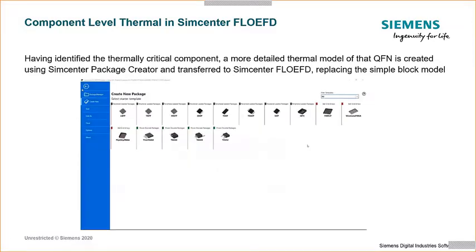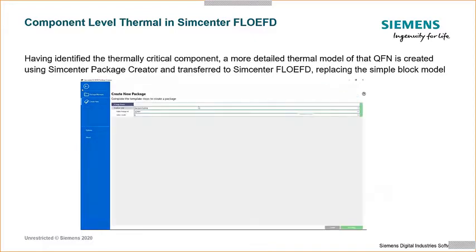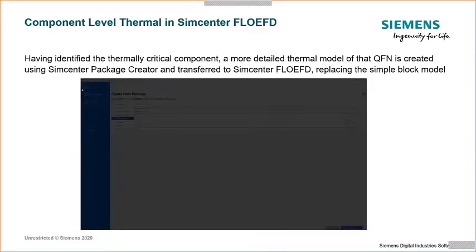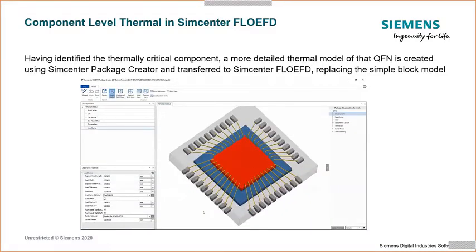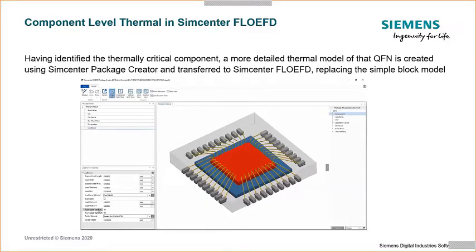So within Simcenter Package Creator, the first thing you would do is to select your package style, in this case QFN, give it a name, define the JEDEC footprint size, number of leads, power dissipation, an assumed die size, and then the package thickness type. And then within the main tool itself, you can parametrically change, in this case, the number of leads to go from 10 to 12 on each side.